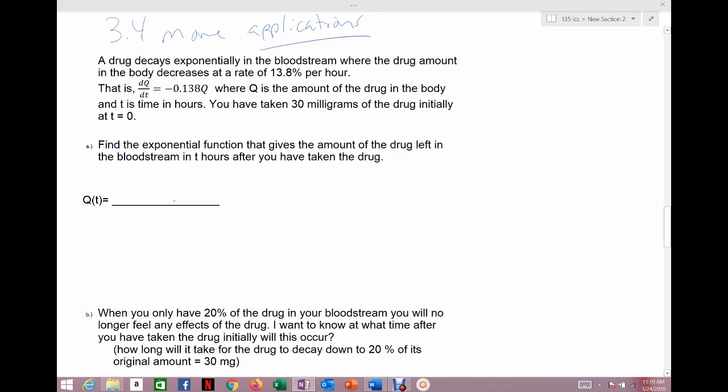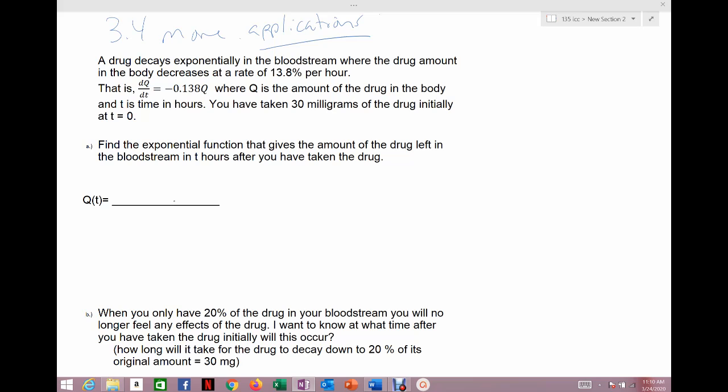Alright, so the second part of 3.4 notes is just a couple more examples of applications of exponential decay. So again, I'm just going to do a couple of cases, similar to what we did in the earlier notes of 3.3.